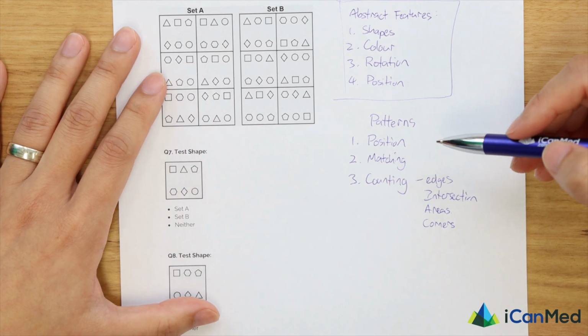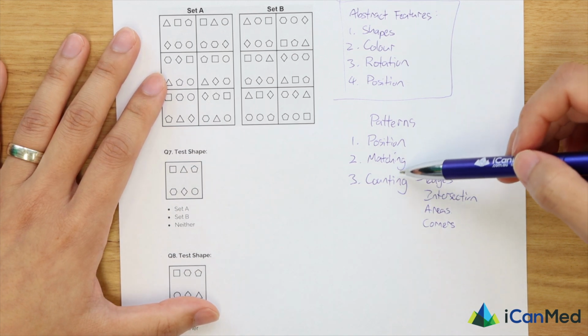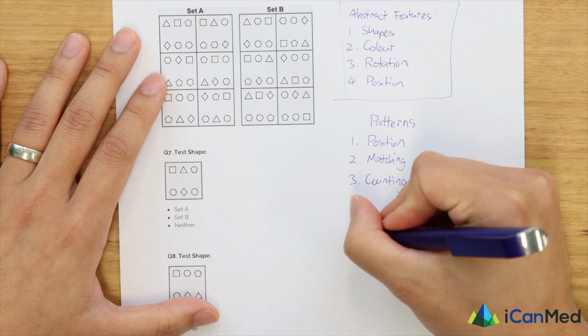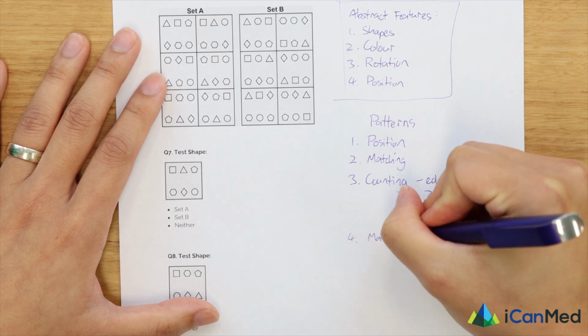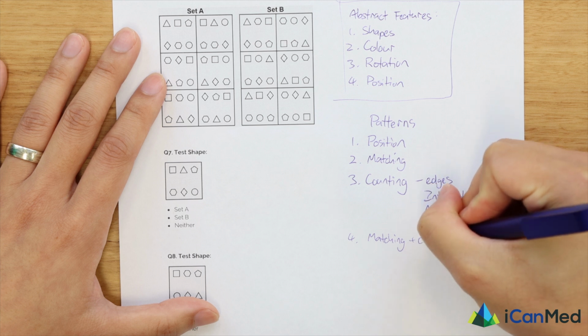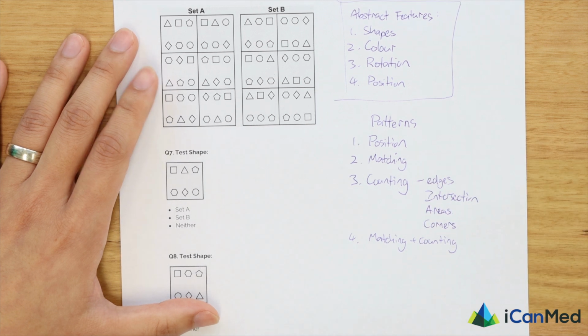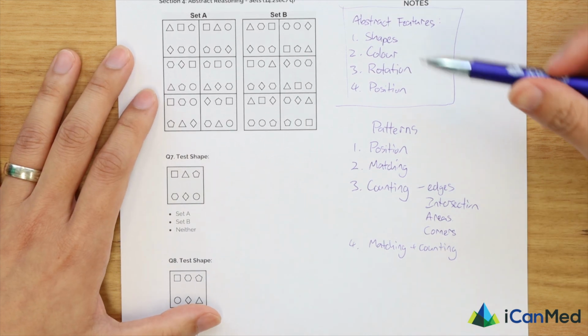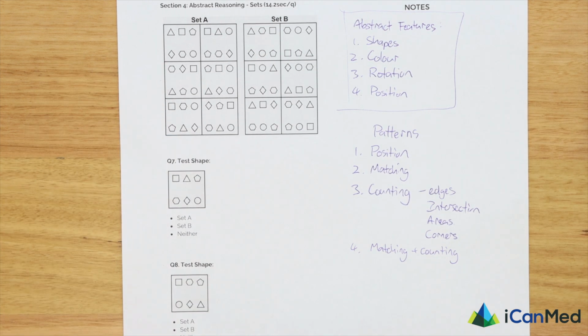Now do take note, there is a more complicated one, which is matching and counting as well. So if I put 4 here, you're forming some sort of rule with your counting. Your counting has some sort of special rule. For example, if there is a circle in set A, there will always be 3 triangles, and in set B, whenever there's a circle, there are only 2 triangles. So that's when you have to use counting as part of your matching rules.